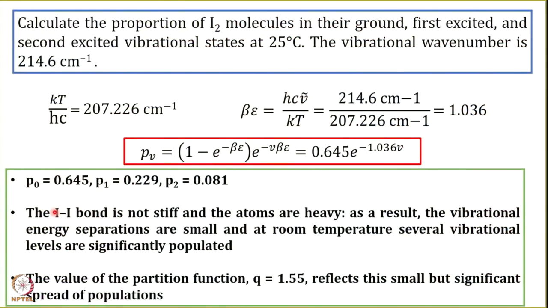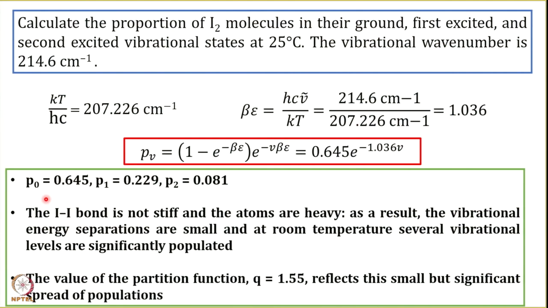For a gas molecule, translational degree of freedom is always there. At room temperature, rotational degree of freedom is mostly there. And then it comes in this order: translational, then rotational, then vibrational, then electronic. So for the vibrational energy levels to be populated, the temperature has to be high. The example that is being discussed here is iodine. Since the iodine bond is not stiff and atoms are heavy, the vibrational energy level separations are small, and even at room temperature several vibrational levels are significantly populated.